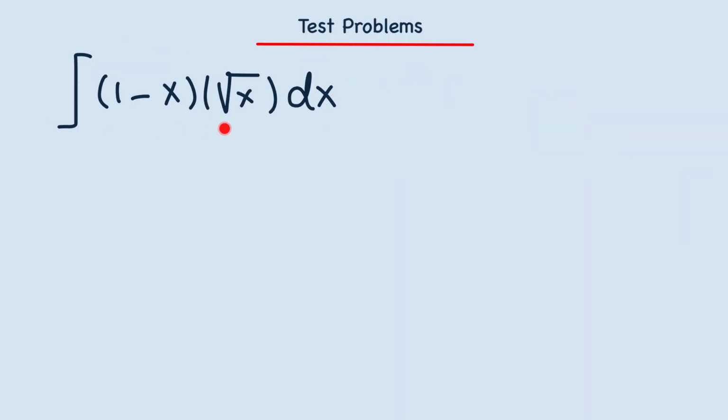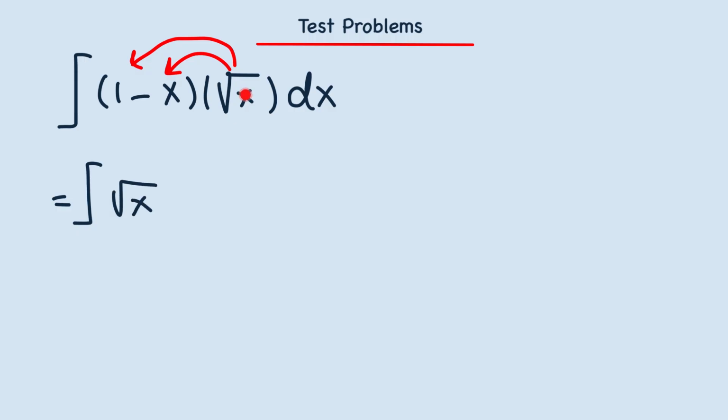Try to solve this question, then check your answer. Integral 1 minus x times square root x dx. In order to solve this question, I have to use the FOIL method. So I have to multiply square root x with 1, and square root x with x. So let us do it together. So I will have integral square root of x times 1, which will be simply square root of x.